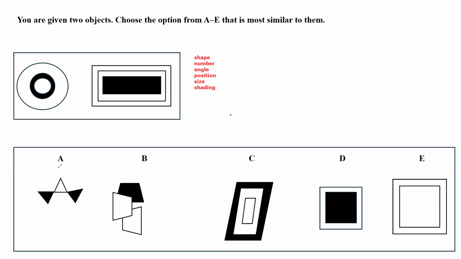Because like Ragnar said, A, they're joined, but they're not contained. B are joined, but not contained. C, D, and E are all contained. Good. So it could be these three. But then Ragnar also spotted that we have those three sections. C's got three sections. We've got the outside, the middle, and the inside. D's got two, and E's got two.